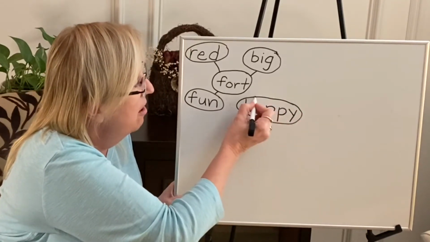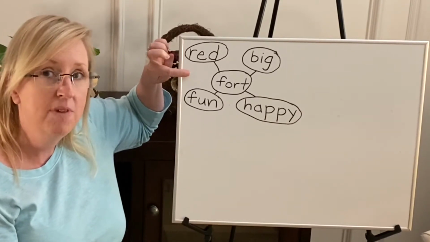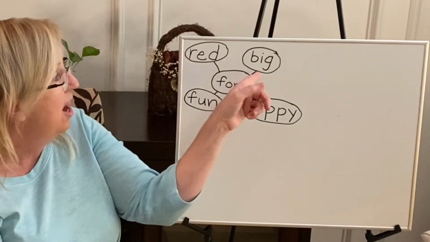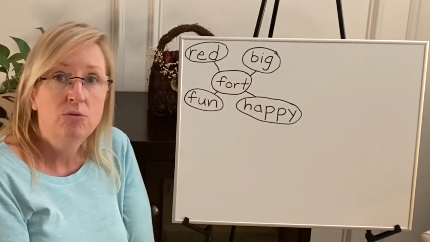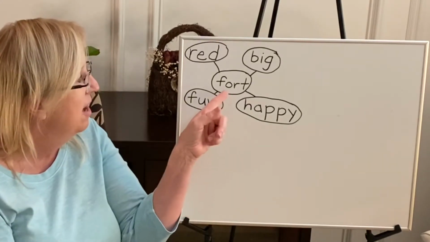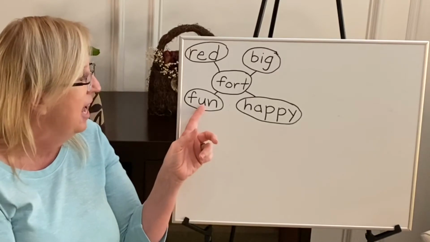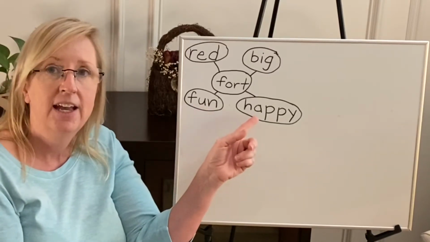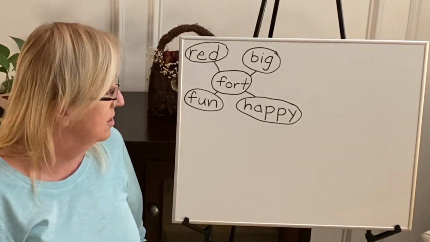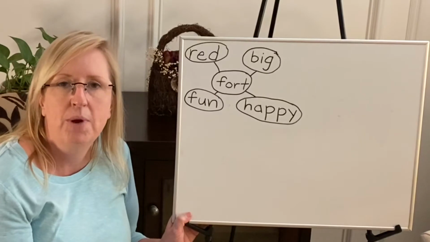So now that we are finished with our brainstorm, I have the word red. You might have a different word for your color word. I wrote big, maybe you wrote tiny or small, however you want your fort to be. The word fort is my main topic, the thing that I'm writing about, and fun and happy for feelings about my fort. My first sentence is going to have the word red in it.